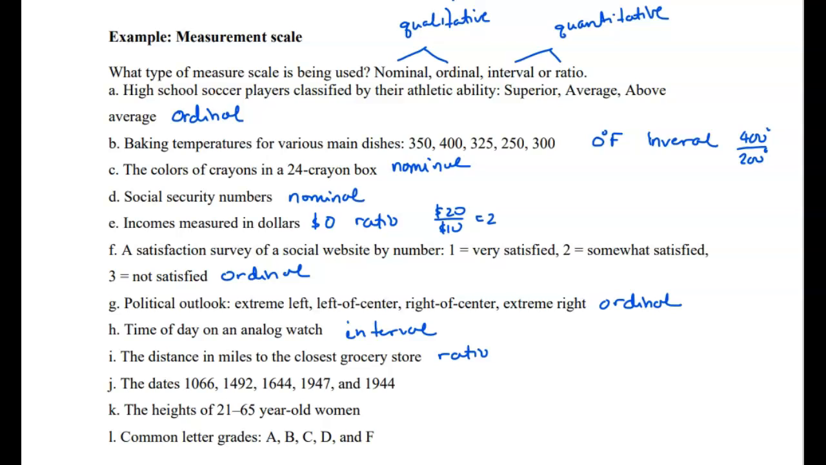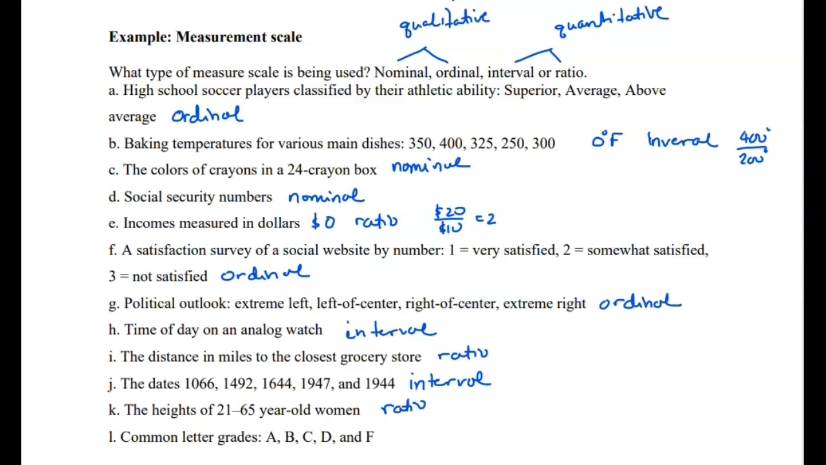All right, dates. 1066, 1492, and so on. These are a measurement of time, of years, but the 0 year was set arbitrarily. So this is an interval measurement. Right. Heights of women, 21 to 65-year-old women, it's a measurement. A 0 height means that you don't measure anything. If I say that I measure 5 feet and you measure 2.5 feet, then I'm twice as tall as you are, so that ratio makes sense. So this is ratio.